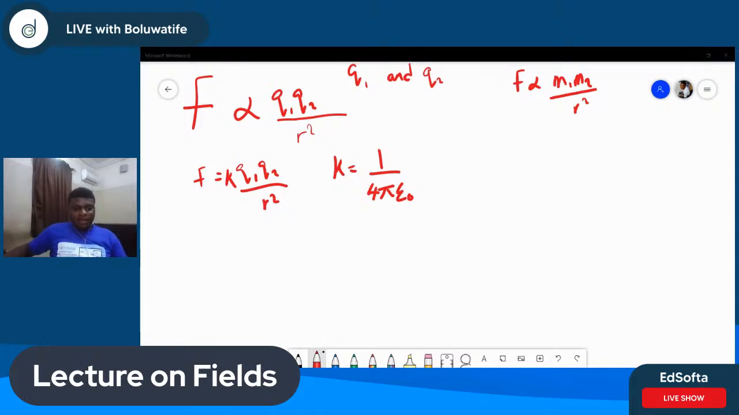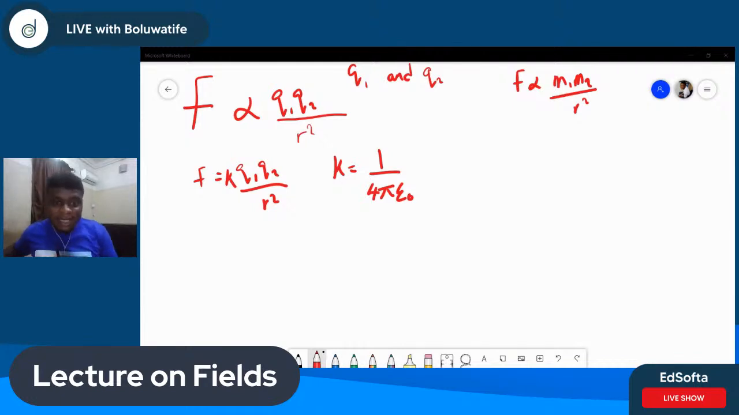So that is his constant, 1 over 4 pi epsilon 0. Next question: what's epsilon 0? Epsilon 0 is also a constant. I'm just trying to find the exact number, because it's somewhat of a big number.